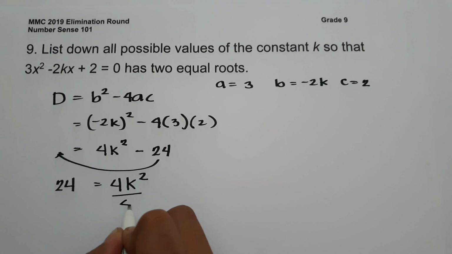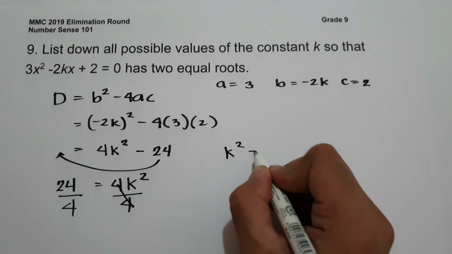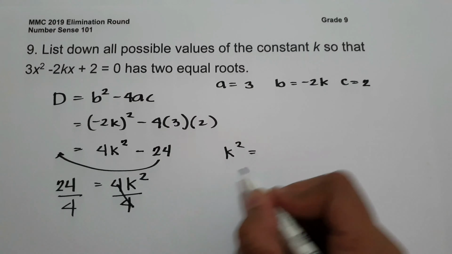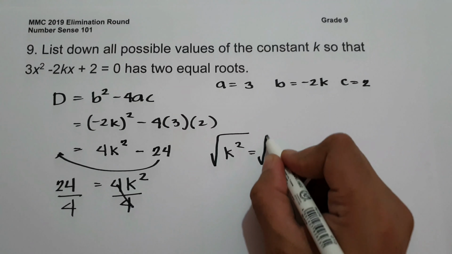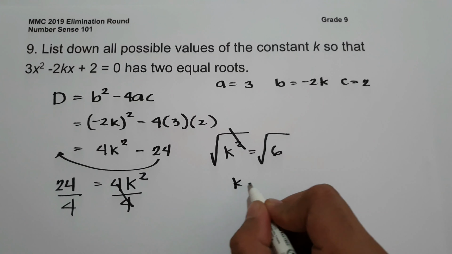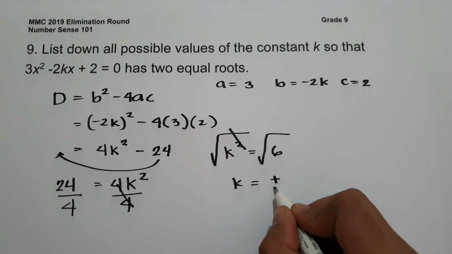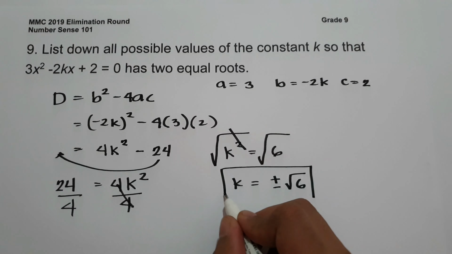Let us divide the whole equation by 4. Let's cancel this one. So k squared will be 24 divided by 4, that is 6. So to find the value of k, let us take the square root of both sides of the equation. So k will be positive and negative square root of 6. So this will be the value of k.